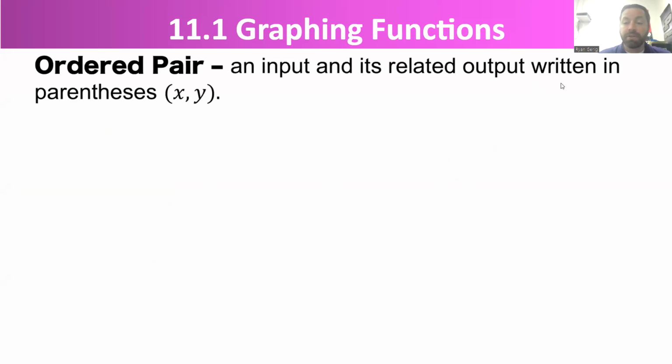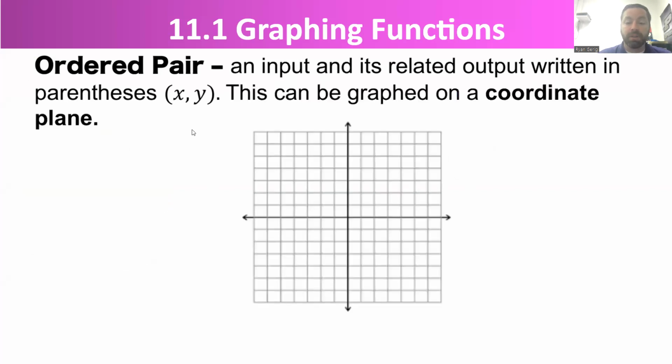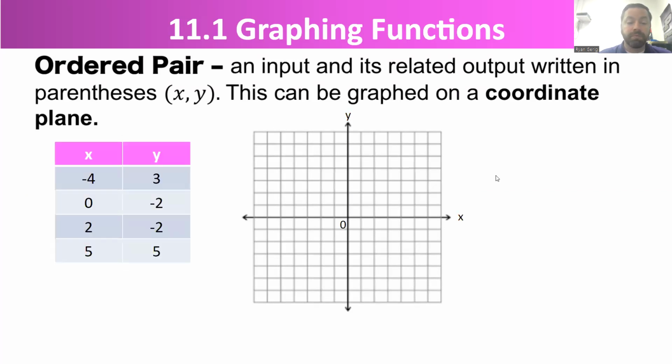To graph, you need to understand what an ordered pair is. An ordered pair is just an input and its related output written in parentheses in a specific order, with x coming first and y coming second. This can be placed on a coordinate plane. With a coordinate plane, you remember you have an x-axis, which is the horizontal axis, and a y-axis, which is the vertical axis. 0, 0 is in the middle. It's called the origin.